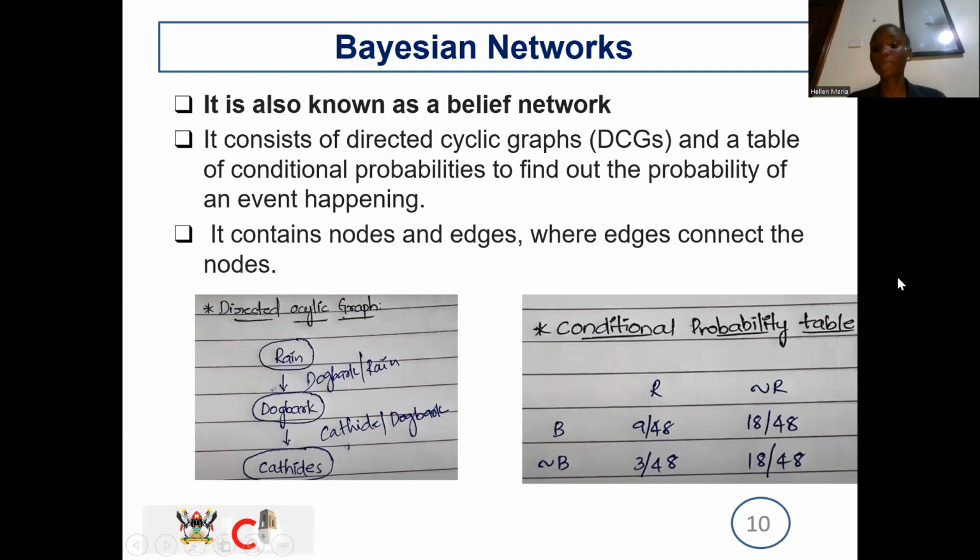That's why in a conditional probability table, we have rain and a dog barking. We don't have the cat here because the cat is not directly from the rain. So what is the probability of it raining and the dog barking? Then a probability of it not raining and the dog barking, it raining and the dog doesn't bark, then it doesn't rain and the dog doesn't bark. So this is our conditional probability table. Well, this is our directed cyclic graph. So these two make up our Bayesian networks.